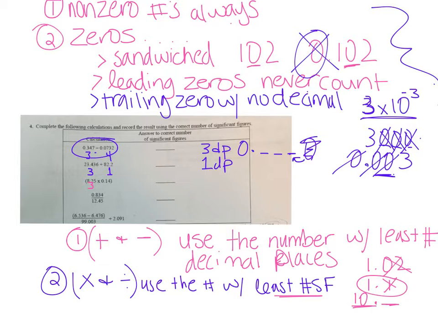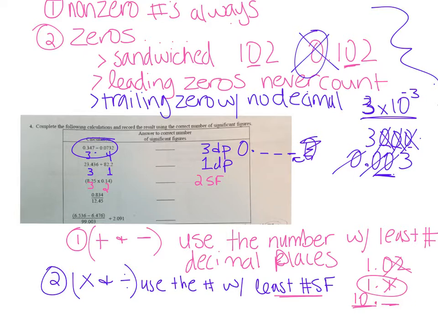0.14, okay, we have 2 non-zeros, and then we got to look at our zero rules for a second. Leading zeros never count, so that 0 up there does not count. So this only has 2 SigFigs. So your answer can only have 2 significant figures. Notice we're not following decimal place anymore.